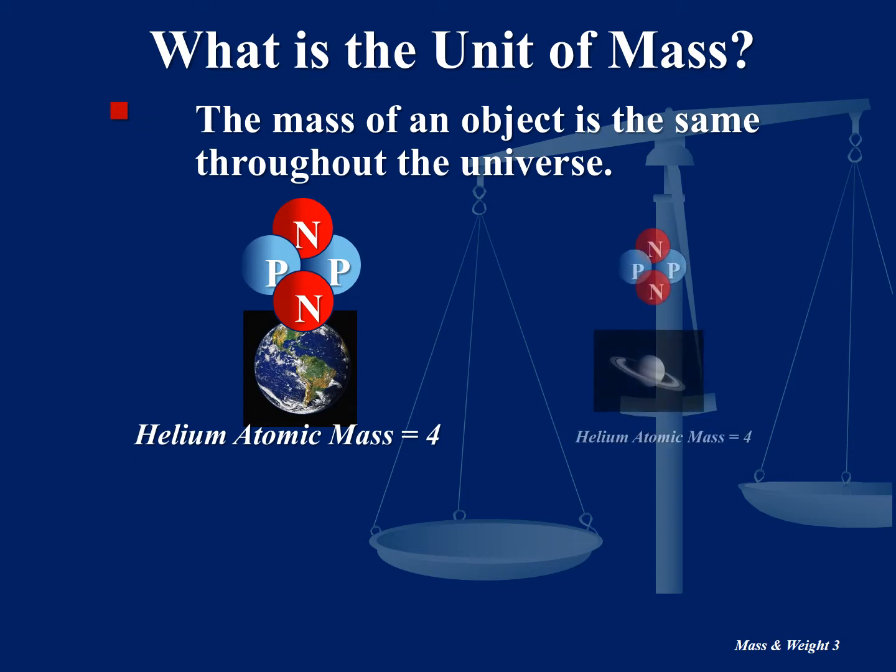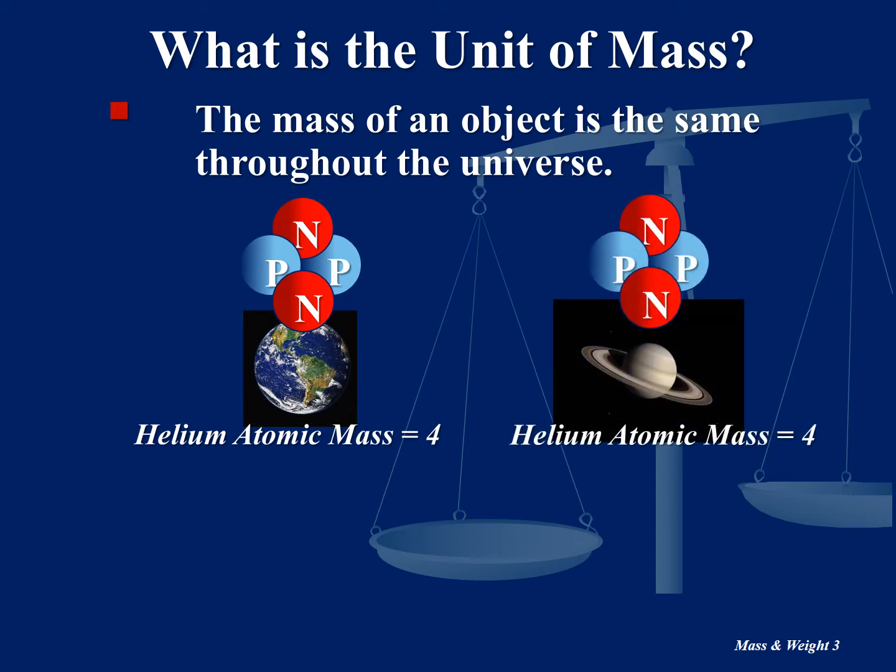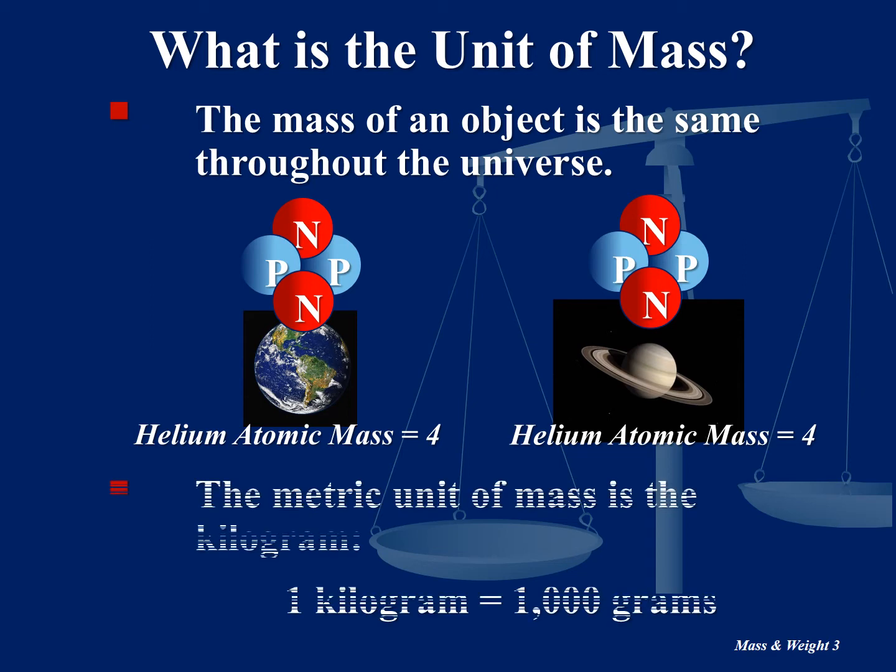The mass of an object is the same throughout the universe. So if one atom of helium has an atomic mass unit of 4 on Earth, it will have the same atomic mass unit on the planet Saturn. In everyday life, we normally deal with the mass of objects that contain many thousands or even millions of atoms, not just one. For these objects, we use the metric units called grams and kilograms. There are 1,000 grams in 1 kilogram, so for small masses we use grams and for larger masses, kilograms.